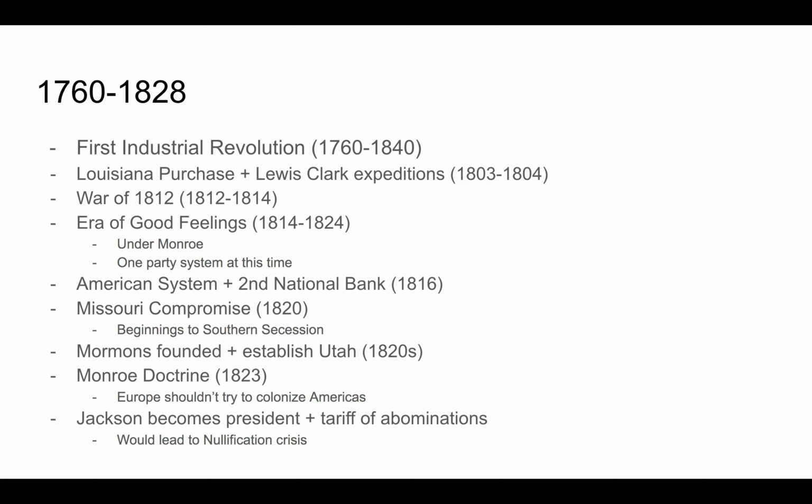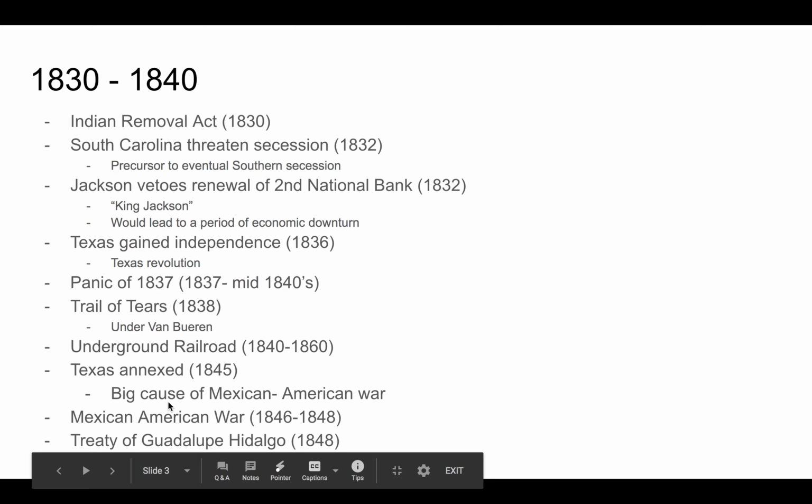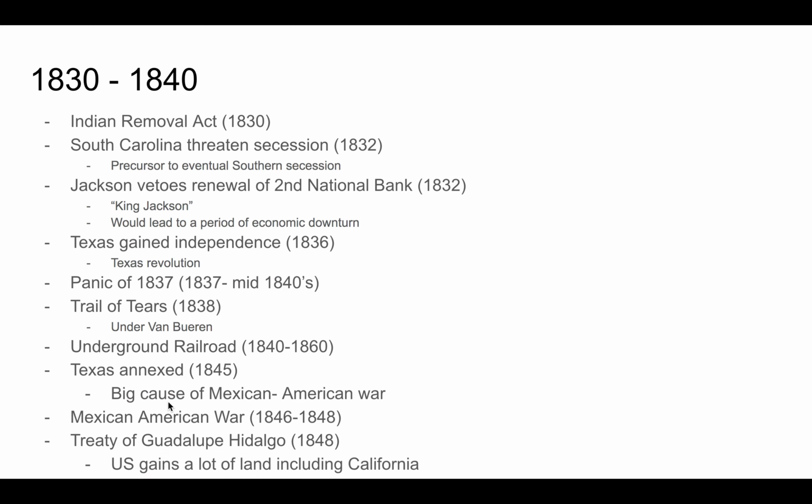After that, in 1828, Jackson would become president and the Tariff of Abominations was established. And this would eventually lead to the nullification crisis. Then we're going to move on to 1830 to 1840. In 1830, we have the Indian Removal Act.